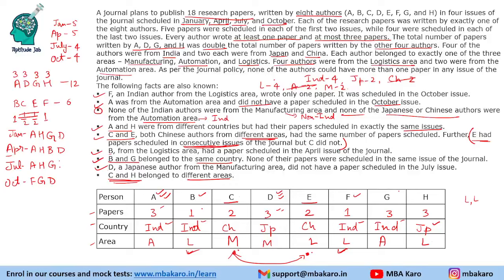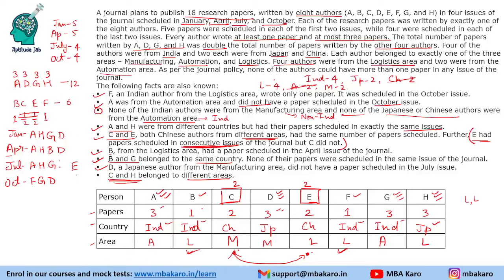G has three papers that we have already filled. And for H also we have filled the papers. So we are yet to fill the papers for C and E. C and E have two papers each. It is given that E had papers in consecutive issues. Now if you put E here, so C will also become consecutive. So E cannot be in the first 2 months.